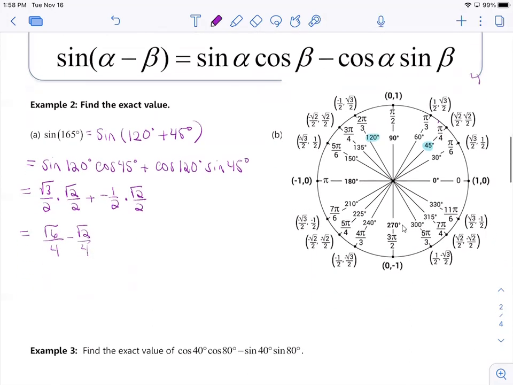So you could leave it like that, or you can put it over the same denominator, and that's the exact value. If you went to your calculator and typed sine of 165 degrees, it would give you a decimal, which is approximately what this exact radical would equal.